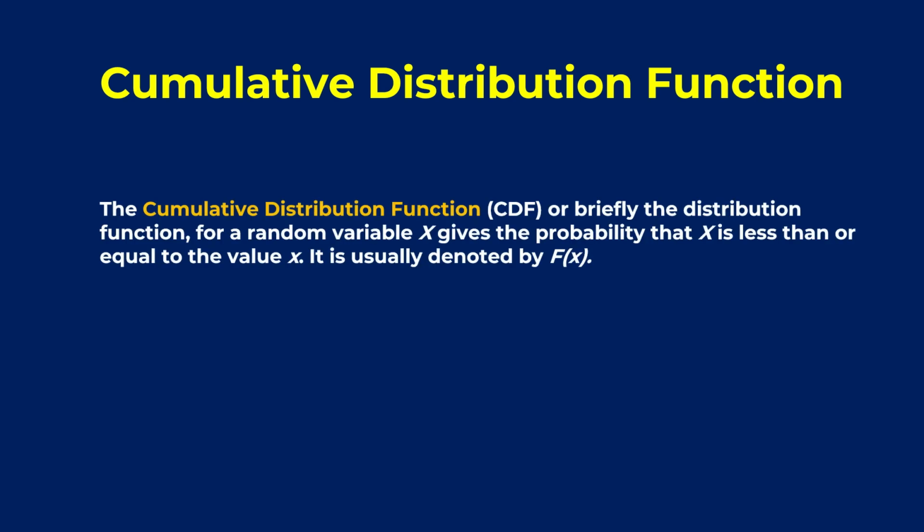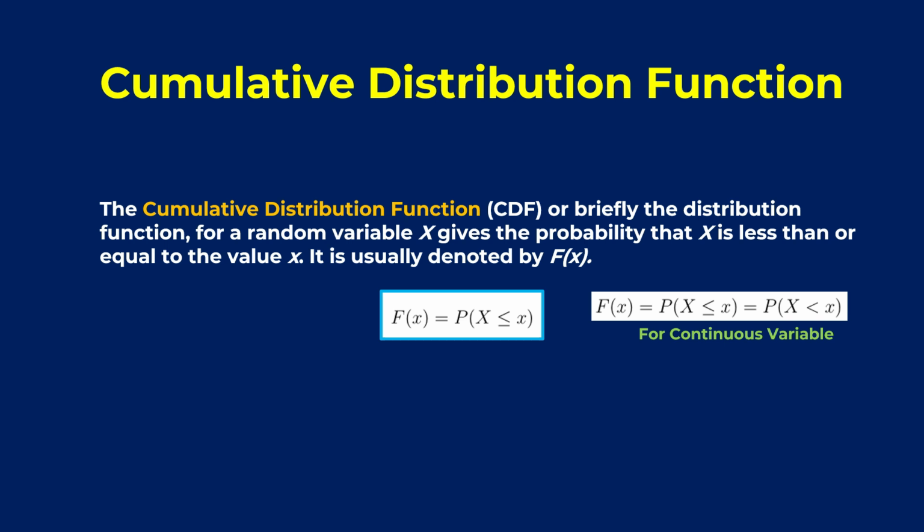Another probability function which you will often hear about is the cumulative distribution function. A cumulative distribution function, or CDF, is usually denoted by capital F of x, and it is a function that gives the probability that the random variable x is less than or equal to the value x. For a continuous random variable, however, the probability of x equal to x is equal to 0. Therefore, we have the probability of x less than x is equal to F of x for the continuous case.